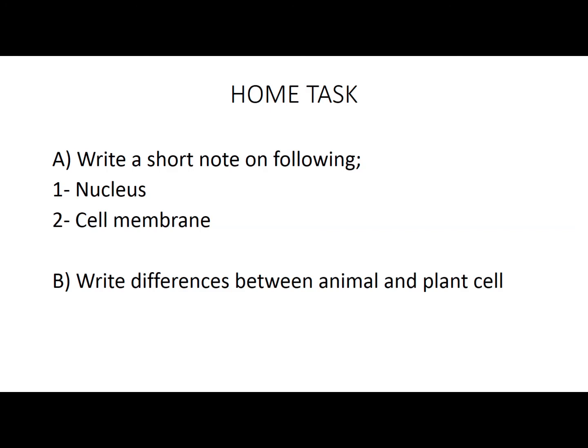The second question you need to do in your biology copy is that you have to write the differences between animal and plant cell. During the presentation, I have mentioned the differences that are found in the animal and plant cell. You can simply go through this presentation again and again, and you'll come to know what the differences are between animal and plant cell. Or if you miss something in the presentation, you just go through your book from page number 29 till page number 34. Over there you can see different differences between animal and plant cell.